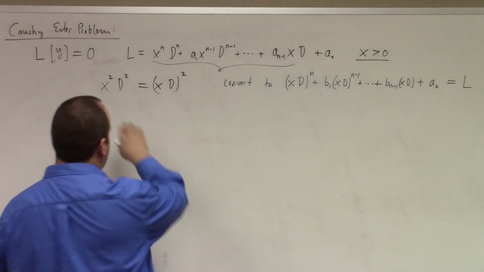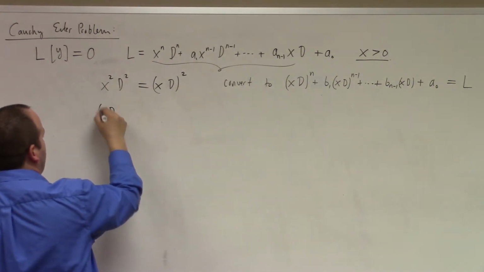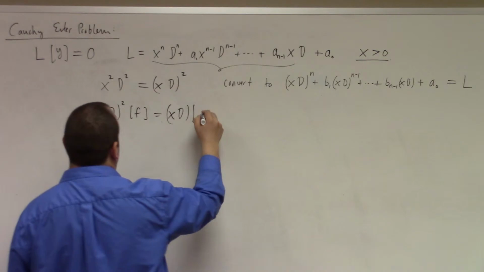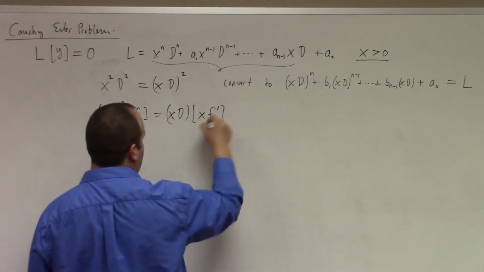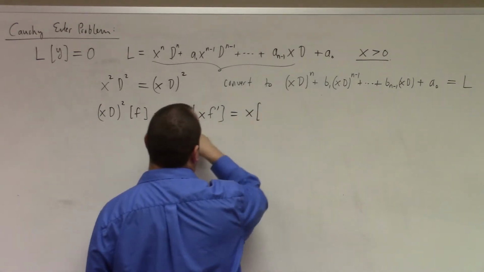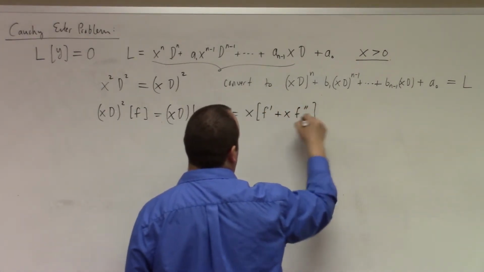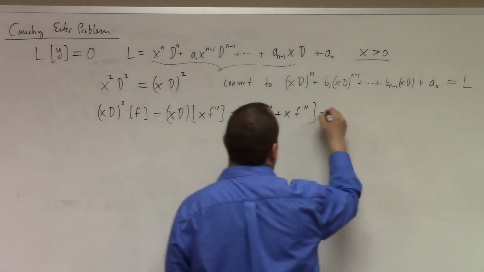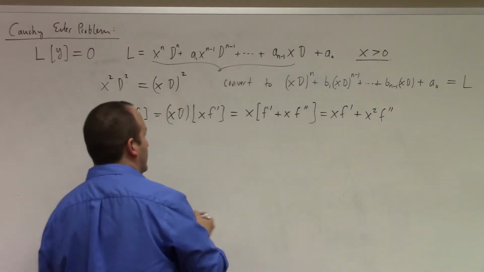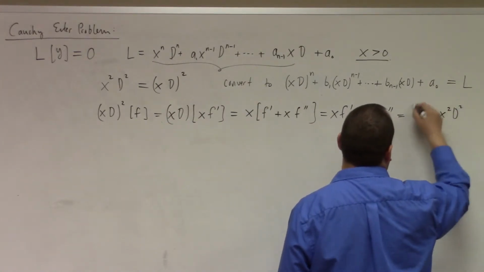Okay, so the question is, how do you relate these? Well, you just got to work it out pretty much. But if I look at xd quantity squared, acting on a function f, what do I get? I get xd acting on xf prime, which gives me x, and then the derivative of x is just 1, so I get an f prime, and then plus x f prime prime by product rule, right? That gives me x f prime plus x squared f prime prime. And in the other notation, this is xd plus x squared d squared acting on f.